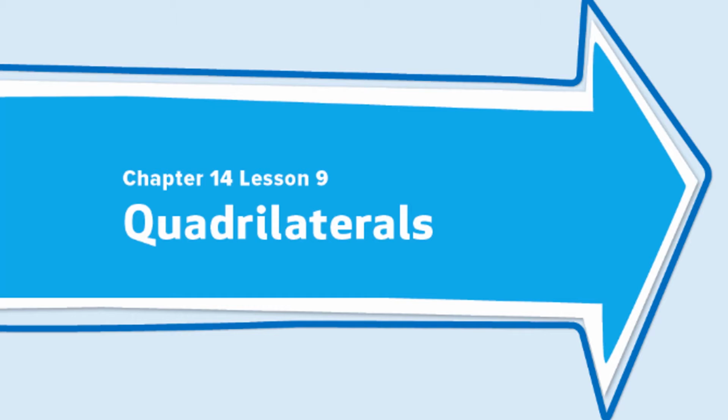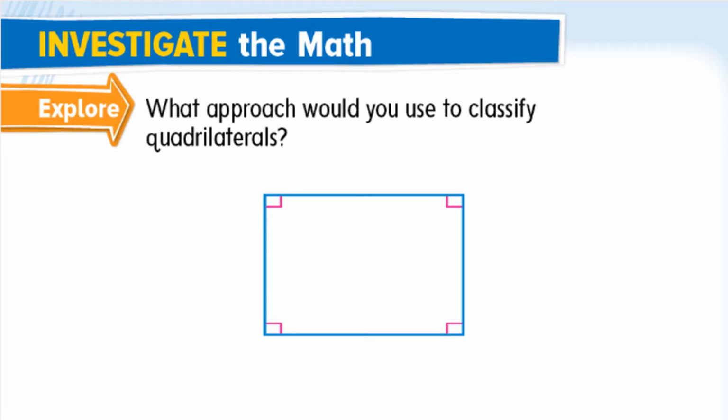For math today, Chapter 14, Lesson 9, Quadrilaterals. Okay, so let's take a look. What approach would you use to classify quadrilaterals? Well, don't you suppose we should know what a quadrilateral is first? It's any shape that has four sides and four angles. They need to be straight lines, and it needs to be closed, all right?